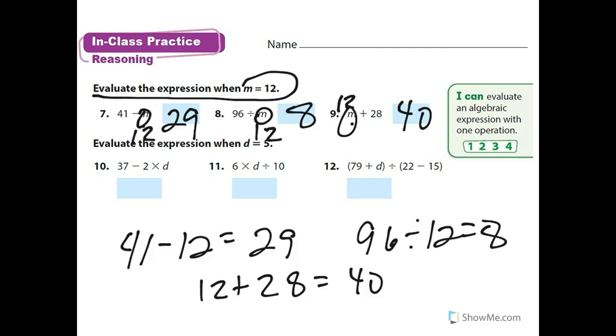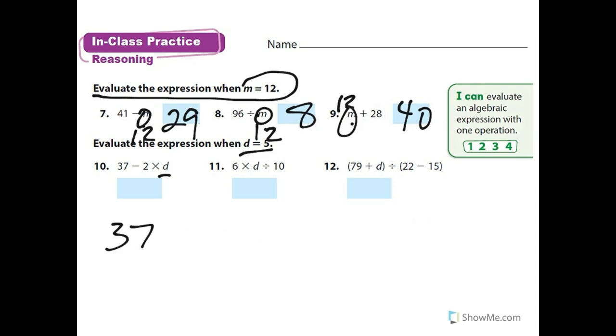All right? These next three are a little more complicated because they have more than one operation, but you're doing the same thing, except in this one, d is going to be 5. So you're replacing d with 5 in each one. All right? Go ahead and do those three, and then we'll go over it.